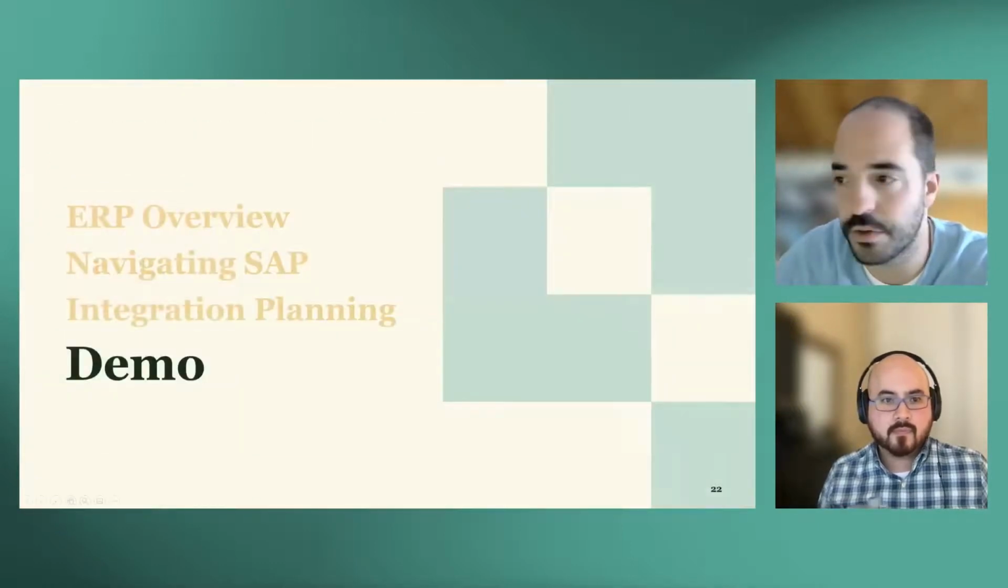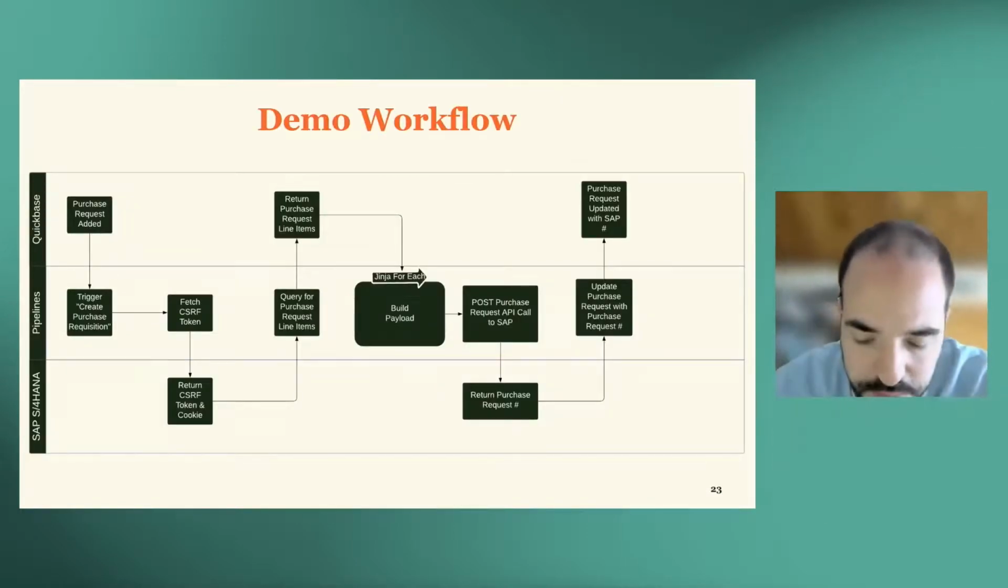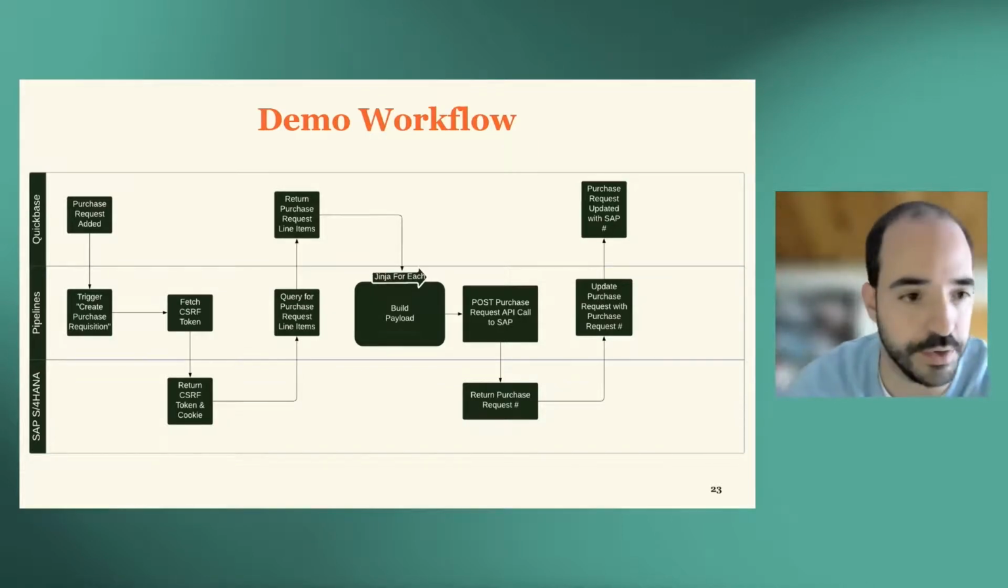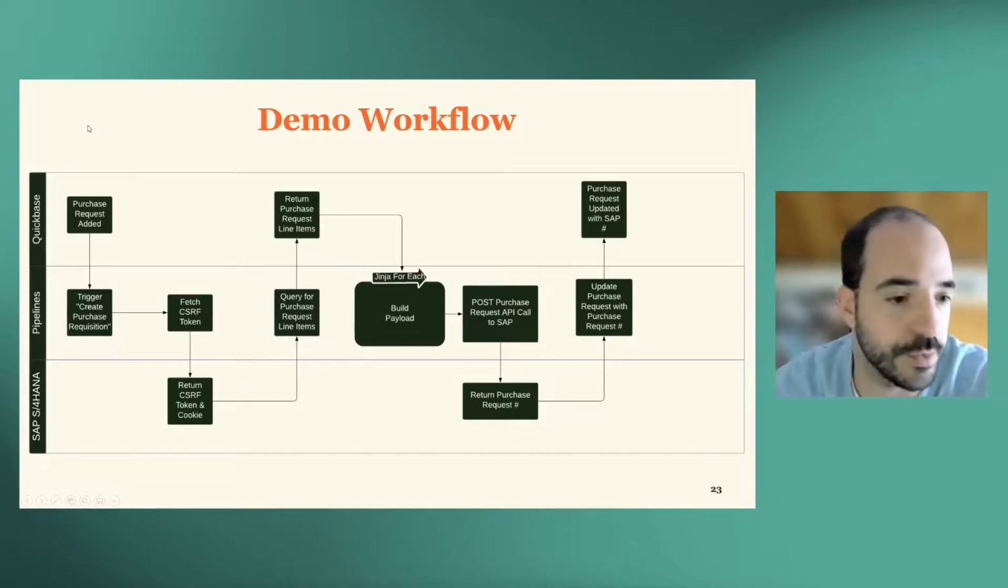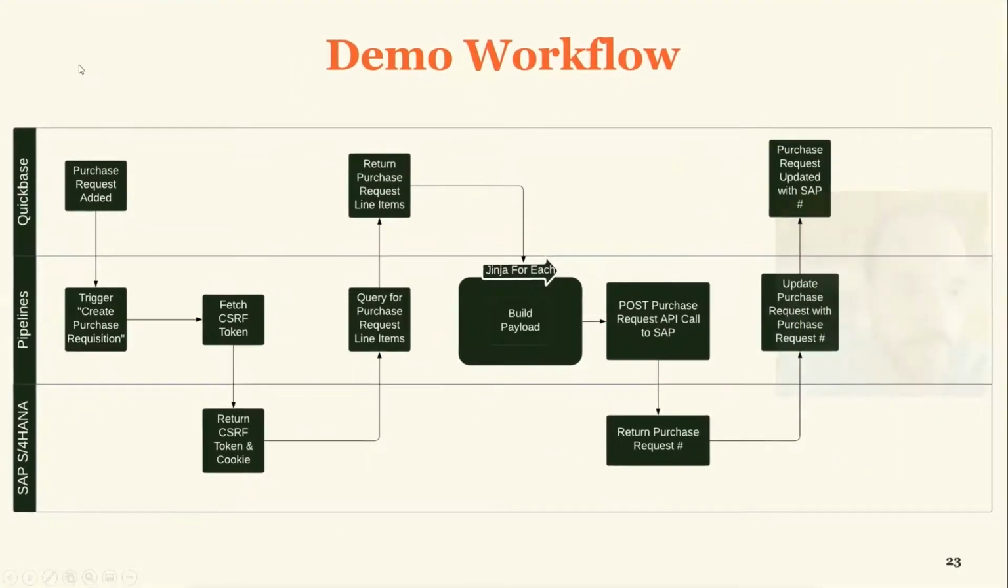We're going to get into a demonstration, and before we do, I want to share more on a one-click down technical level what we're actually going to do. We're looking at the flow of the creation of a purchase request. There are two environments: the Quickbase Pipelines environment on the top two rows, and the SAP environment on the bottom row. If you read left to right, this flow starts with adding a purchase request to Quickbase, which I'm going to show you in a second.